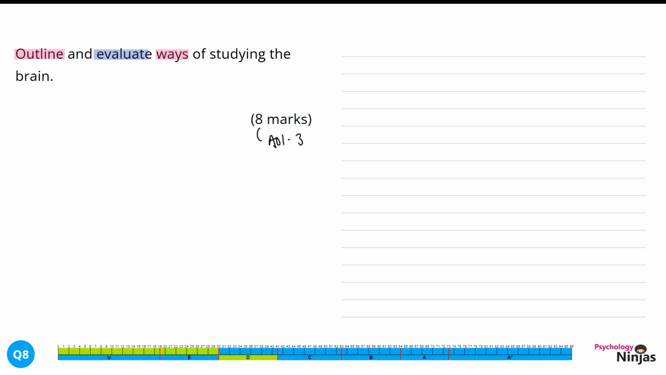That's looking for strengths and weaknesses in terms of the different ways in which we can study the brain. We have 5 marks for evaluation in this question, so we want more evaluation than explanation within our response.